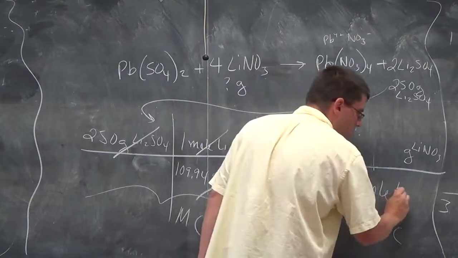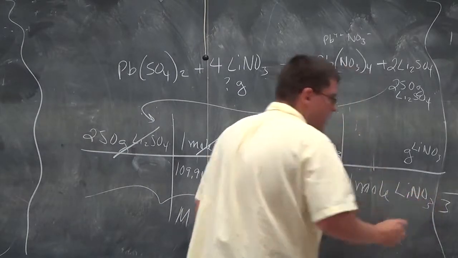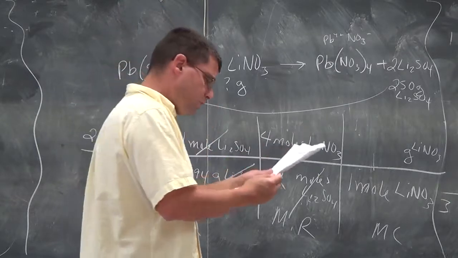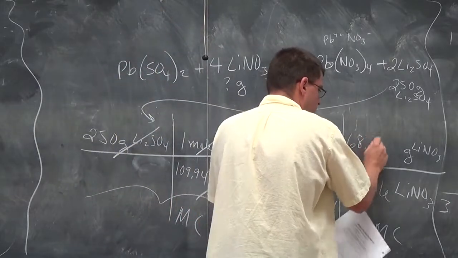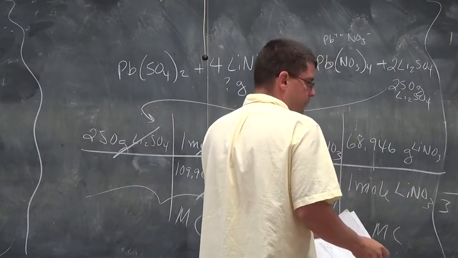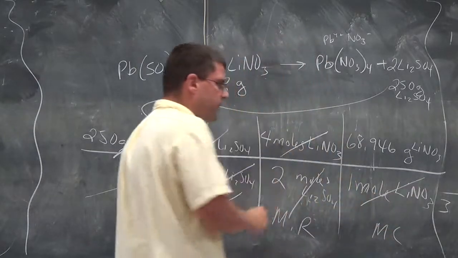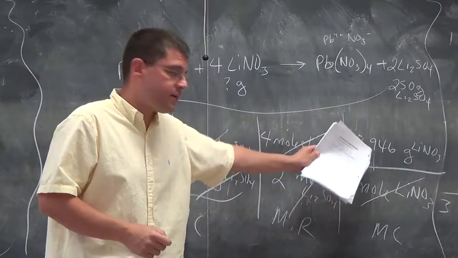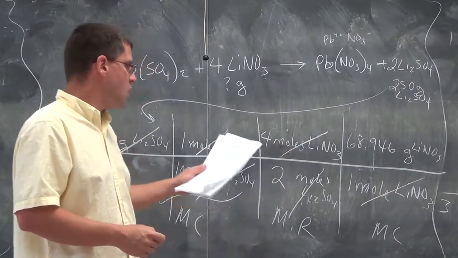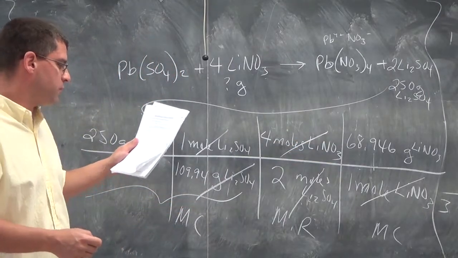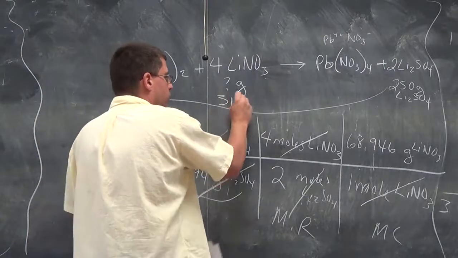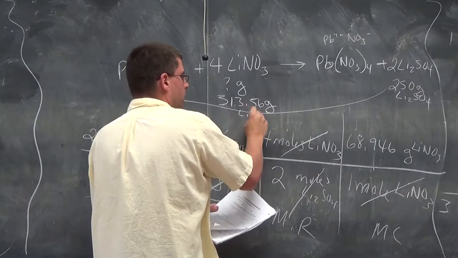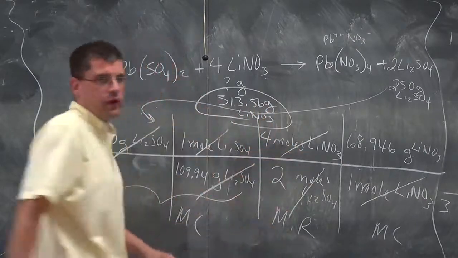So we're going to go 1 mole of LiNO3, and the molar mass of lithium nitrate, 68.946 grams of lithium nitrate. Cancel out, cancel out. After doing this times that, divided by this times this, our final answer should be approximately 313.56 grams of lithium nitrate.